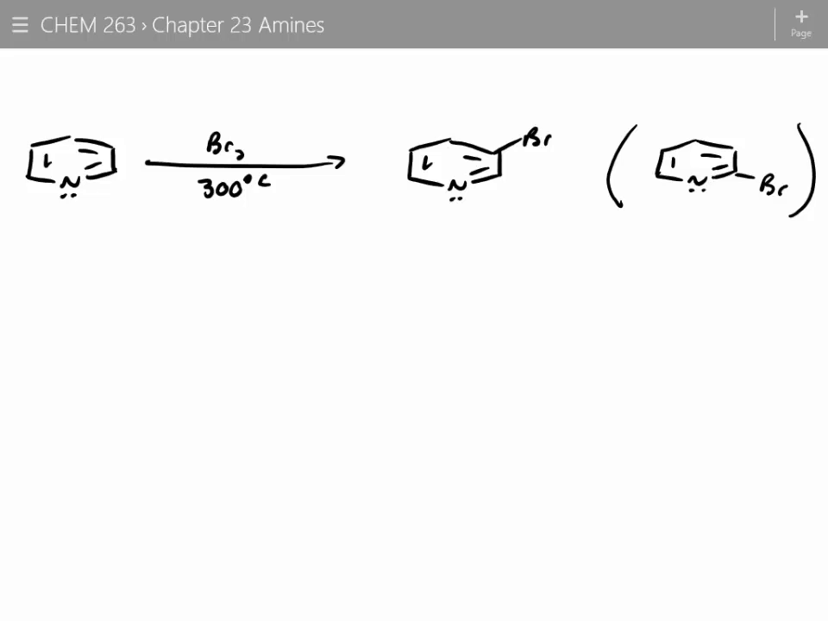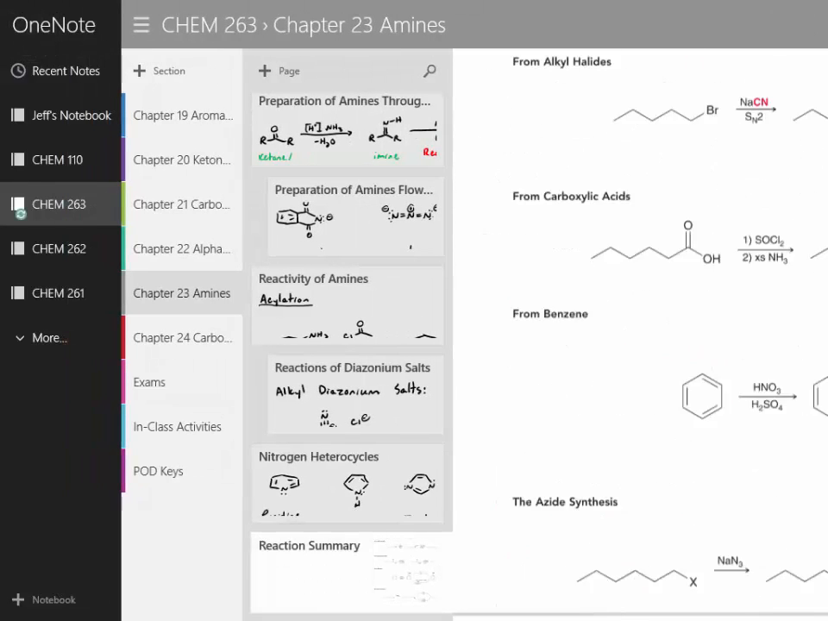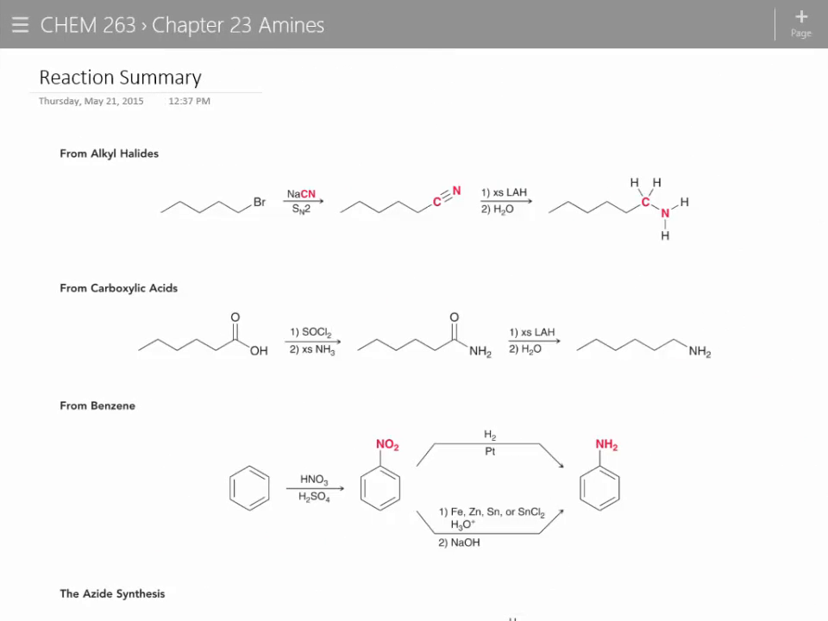All right, so at the end of the amines chapter, what I have is the reaction summary. I didn't print it out for you this time, just to try to save some paper. If you do want copies, you're more than welcome to come by my office and I'll print you some. But these are the main reactions you should know. For the next exam, a lot of these will be on here.